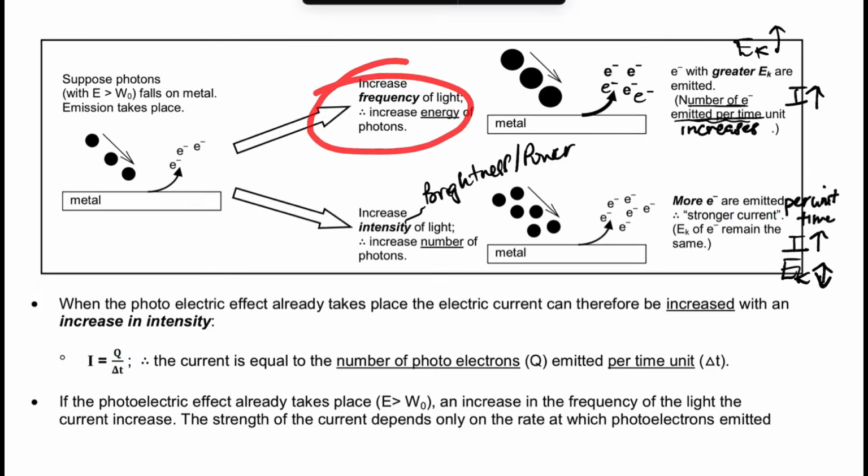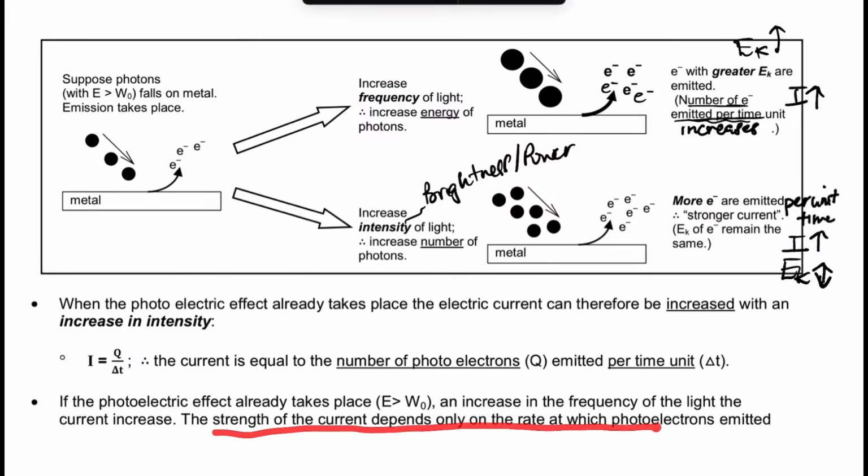All the time. When you increase the frequency, the current will increase. The strength of the current depends on the rate at which the photoelectrons are emitted. This is very important, guys.